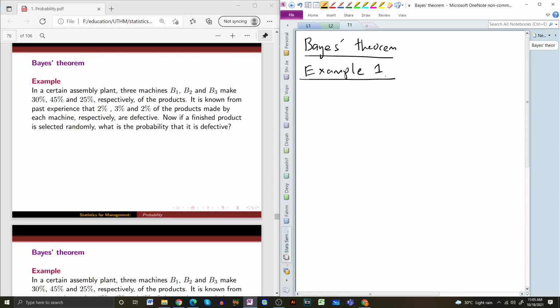In a certain assembly plant, three machines B1, B2, B3 make 30%, 45% and 25% respectively of the products, which means the probability the product is done in machine B1 is 0.3. Probability of the product done in machine B2 is 0.45. Probability the product is being done in machine B3 is 0.25.